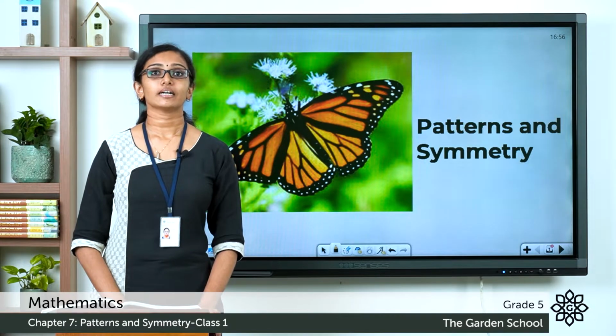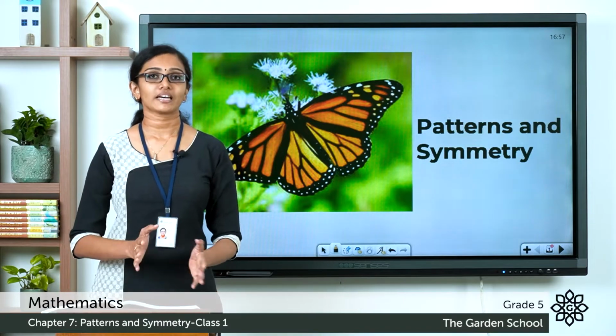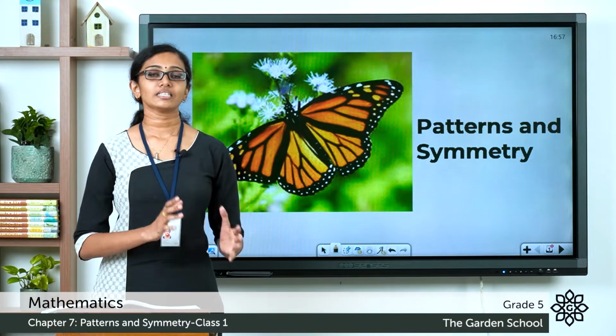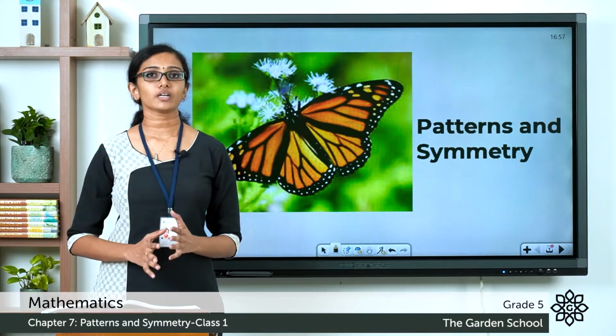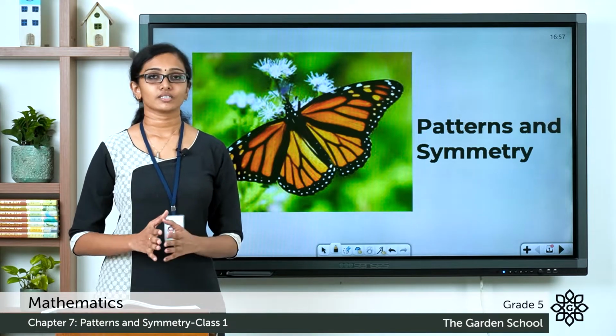Today we are starting a new chapter, chapter 7, patterns and symmetry. So we have learned the basics of patterns and symmetry in your lower classes. So today let's have a recall session. We'll recall some of the basic concepts that we have already learned regarding this topic.